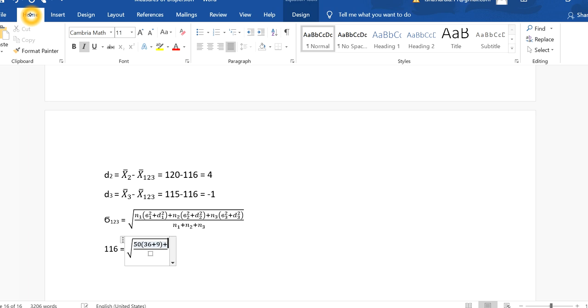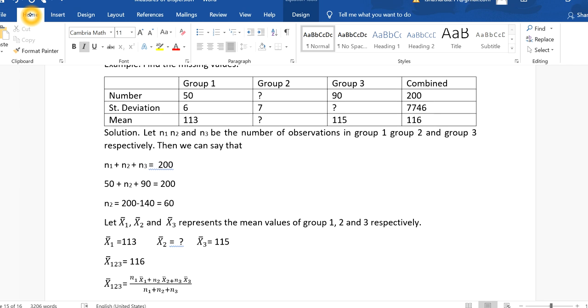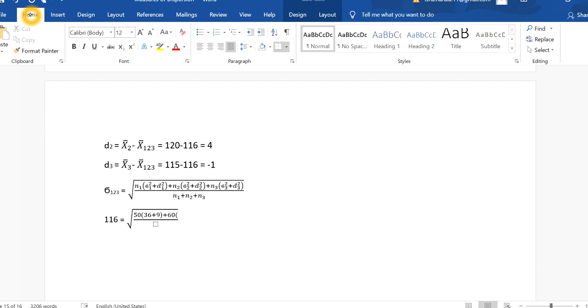Then plus n2. So here n2 is 60. And standard deviation 2 is how much? Let's see, 7. It is given to us in the question. So 7 sevens are 49, because we need squares of everything, right? So this is 49 plus deviation 2. So deviation 2 is 4. So 4 4s are 16. Bracket close. Plus n3 is given to us in the question, that is 90.